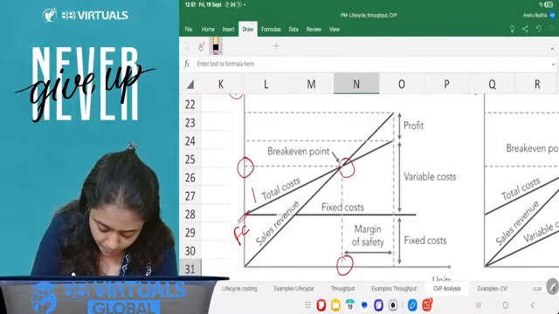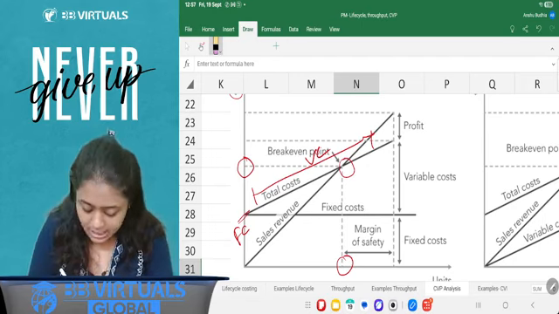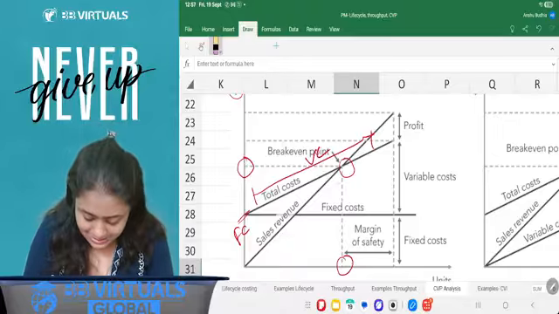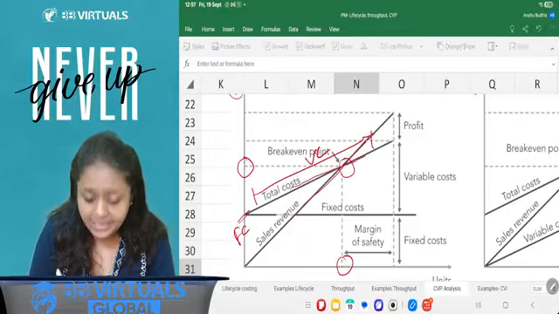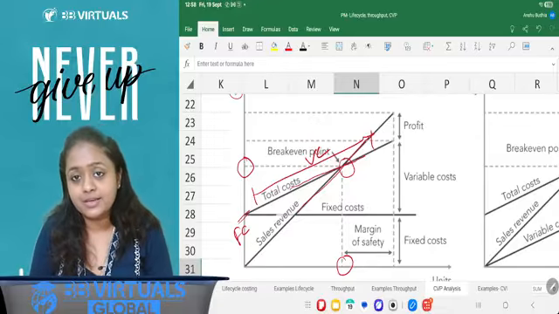So what is this slope? This slope is your variable cost. So this slope gets its shape based on the sales chart. Based on this sales line, the variable cost line takes its slope. Clear? And this intersection point is the break-even point.